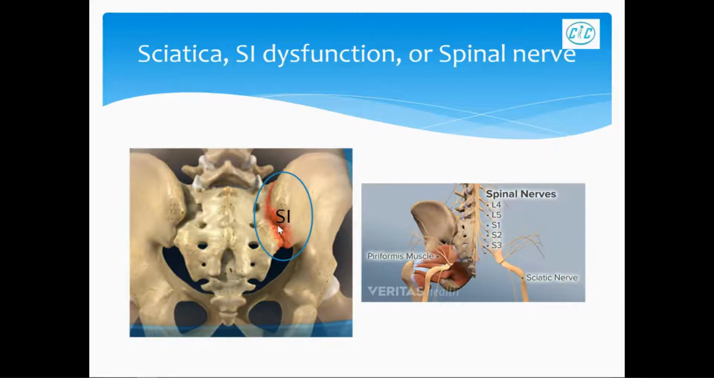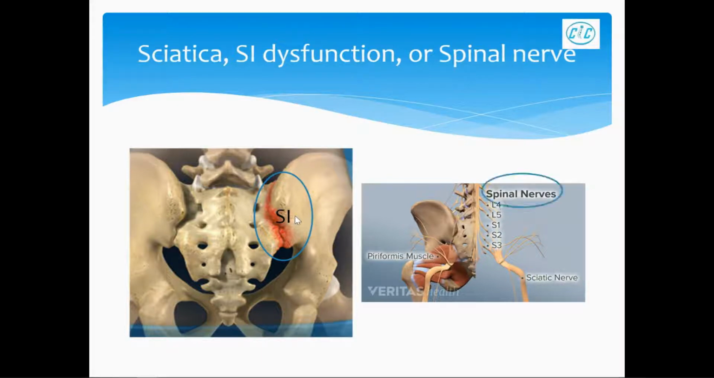And this joint can be easily irritated by any type of accidents, falling, auto accidents, sport accidents, and even bad posture, or someone has scoliosis in the spine, and that puts pressure on one side or both sides of these joints.